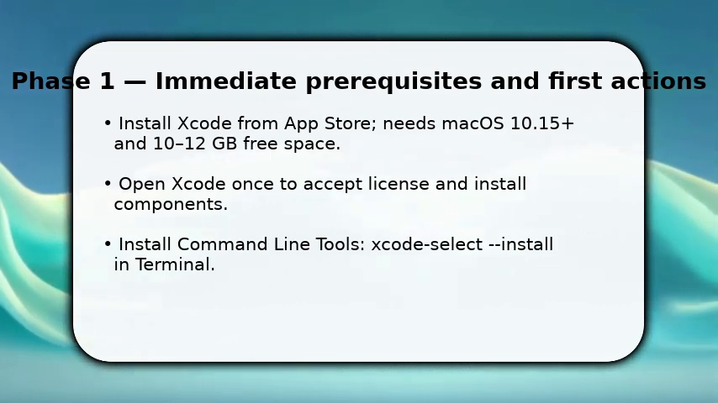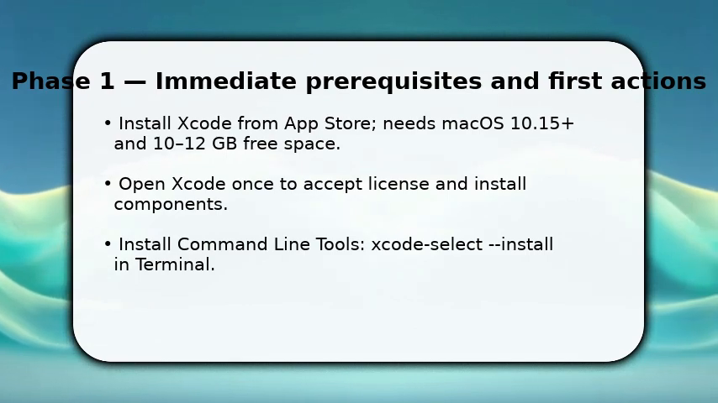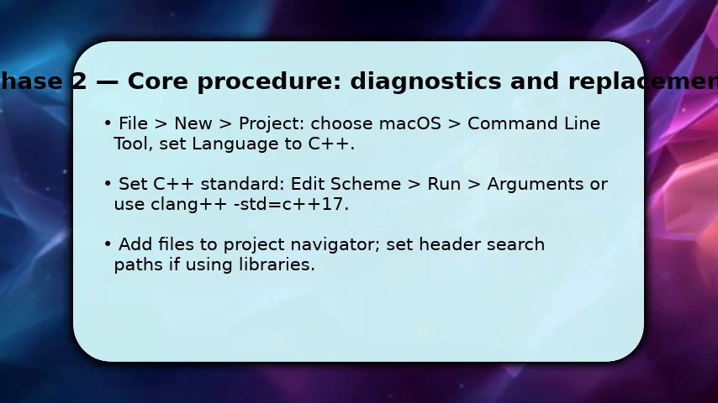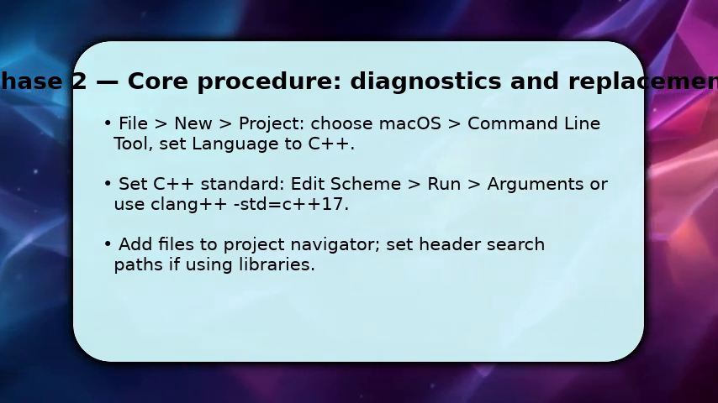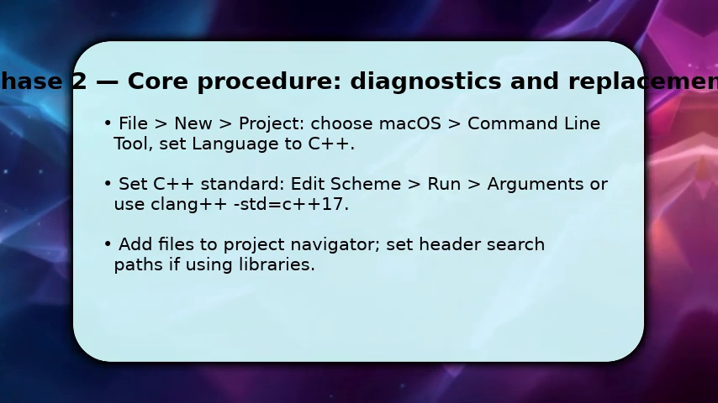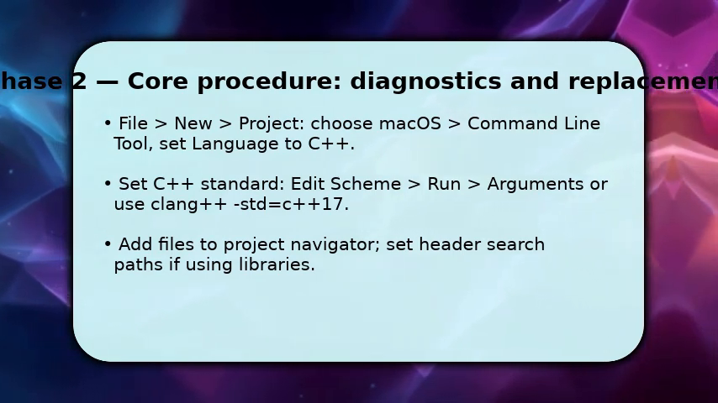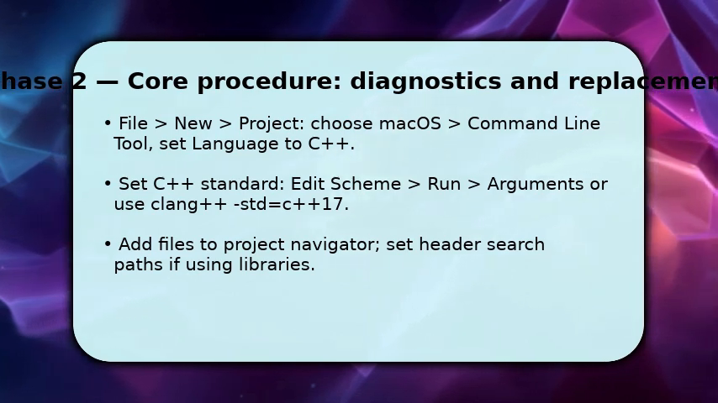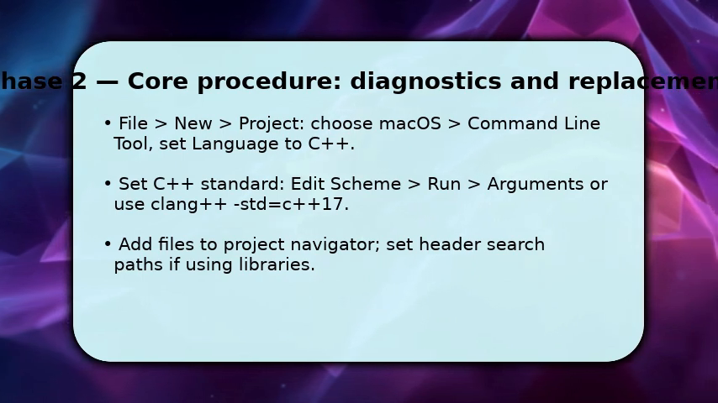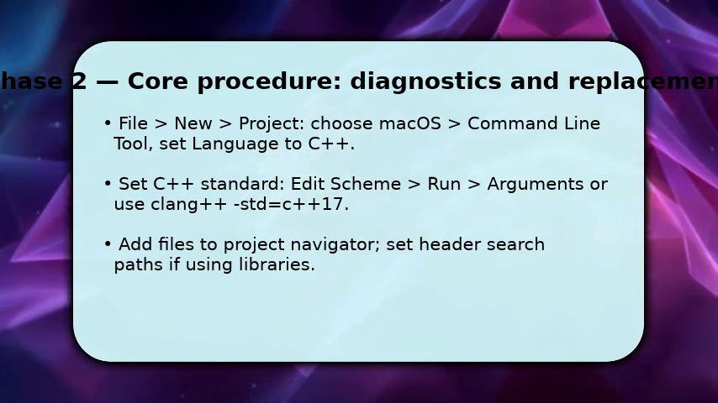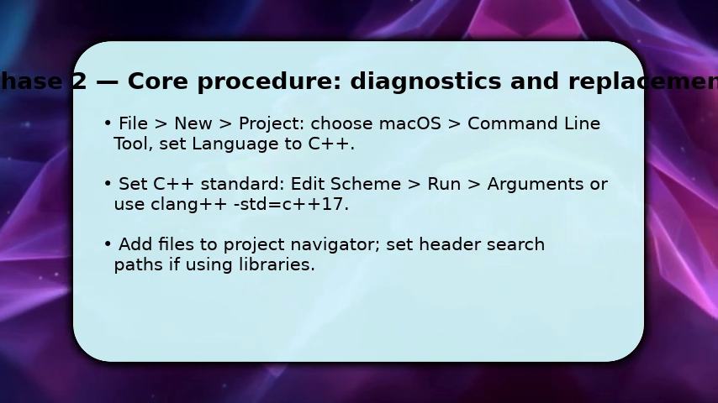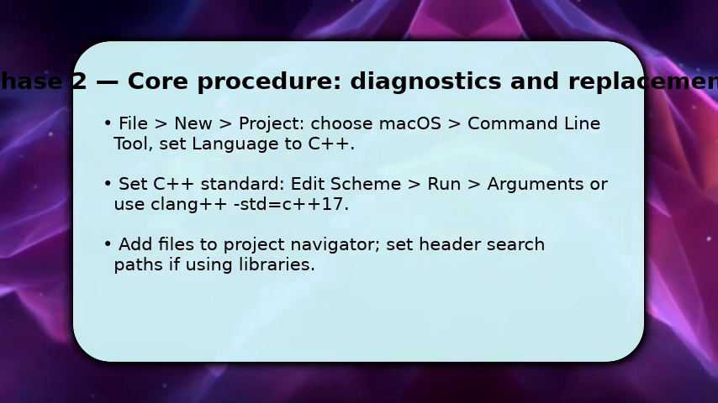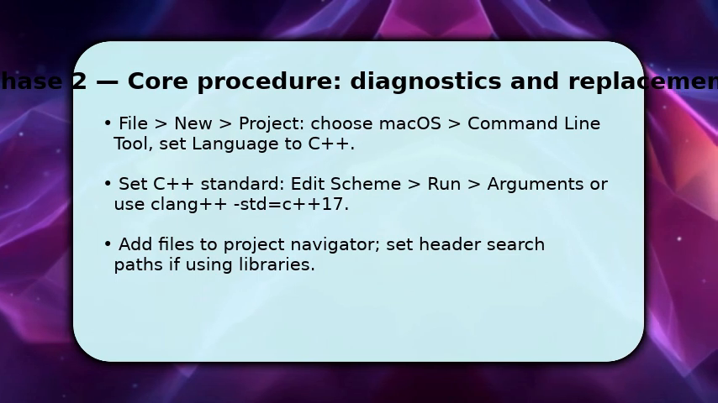Next, create and configure your C++ project so you can compile and run quickly. Choose File, New Project, then macOS Command Line Tool and select C++ as the language. This creates an executable target. Edit the scheme or build settings to set the C++ standard, for example, std=c++17, because standards affect features and correctness. Add source and header files to the project navigator, and configure header and library search paths if you'll use third-party libraries. Once set, build to verify the toolchain works.